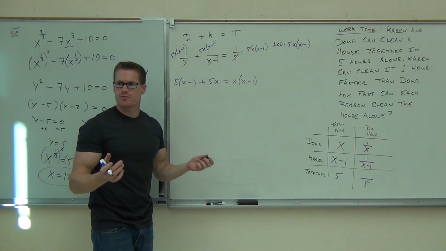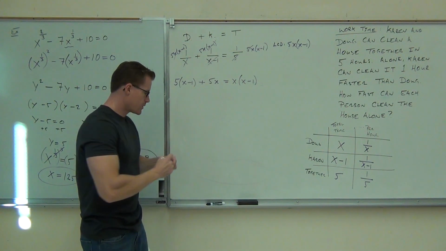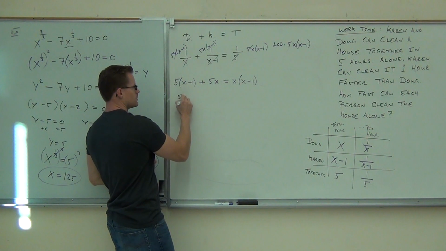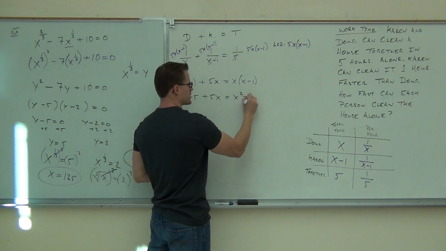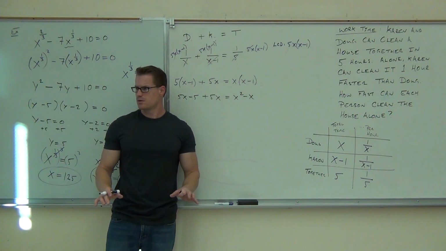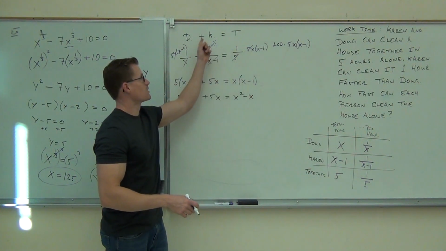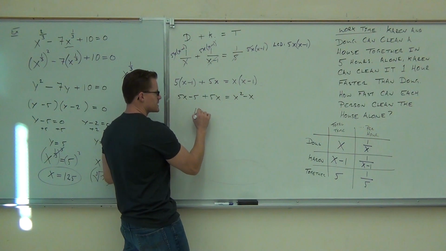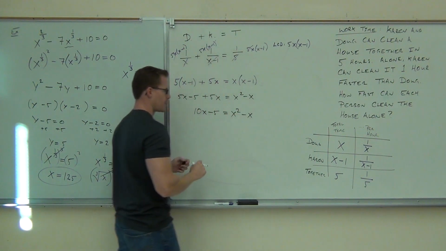But now we're pretty much home free. We're going to distribute. You're probably going to get a quadratic since that's the section we're in. But we know how to solve that. So here we'll get our 5x minus 5 plus 5x equals x squared minus x. Still okay so far? So the whole key here is doing this thing, honestly. And once you get here, you should know how to do that. Combine some like terms, we'll get 10x minus 5 equals x squared minus x.